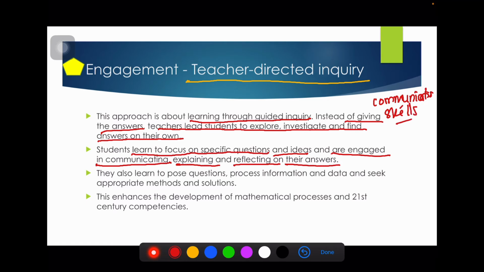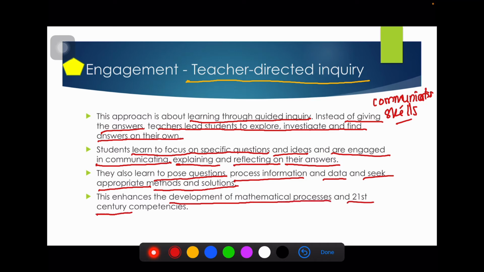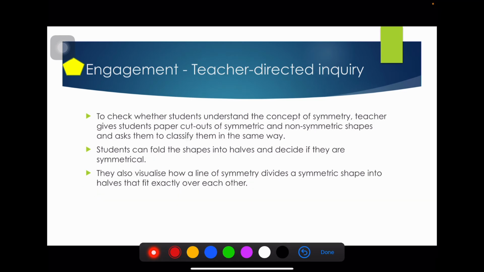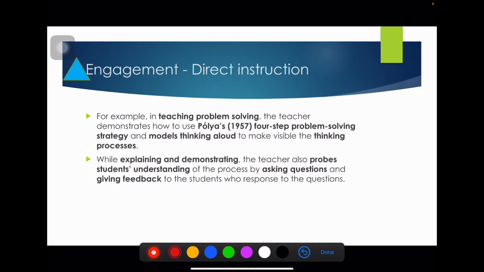Okay, they also learn to pose questions. That means they also learn how to ask the correct question. Okay, process information and data and seek appropriate methods and solutions. This enhances the development of mathematical processes and 21st century competencies.